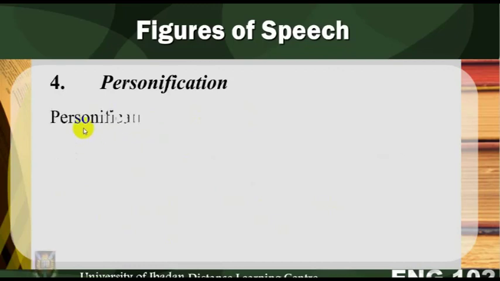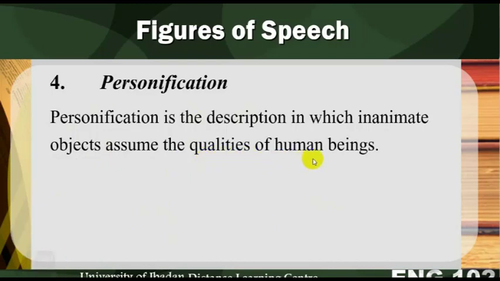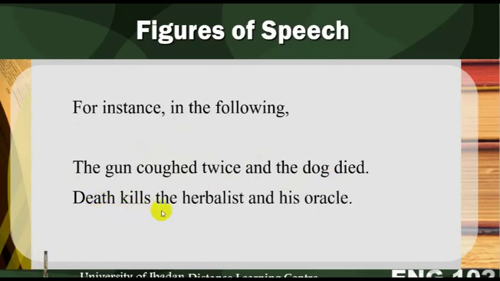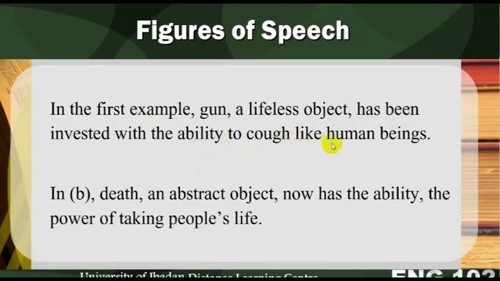Personification. Personification is the description in which inanimate objects assume the qualities of human beings. For instance, in the following: A. The gun coughed twice and the dog died. B. Death kills the herbalist and his oracle. In the first example, gun, a lifeless object, has been invested with the ability to cough like human beings. In B, death, an abstract object, now has the ability, the power, of taking people's life.